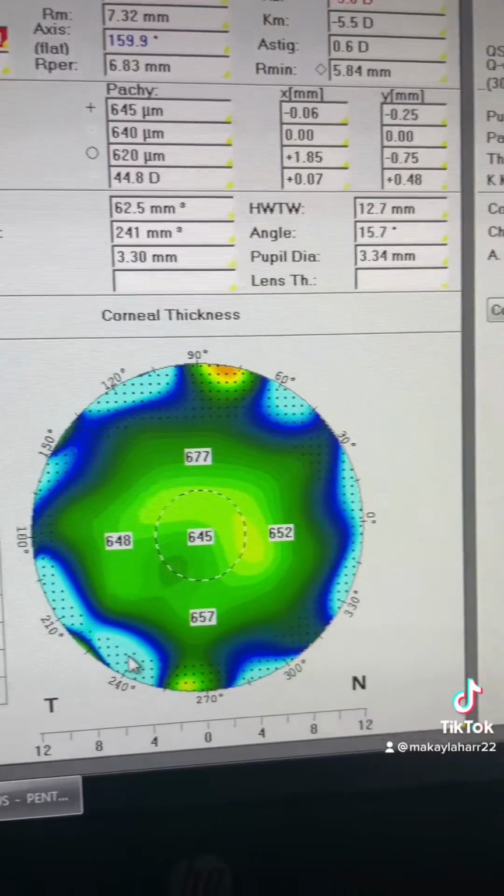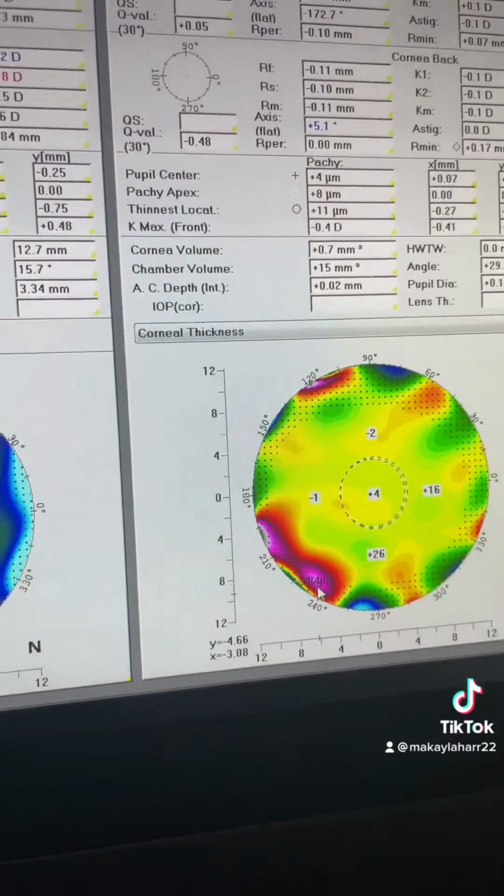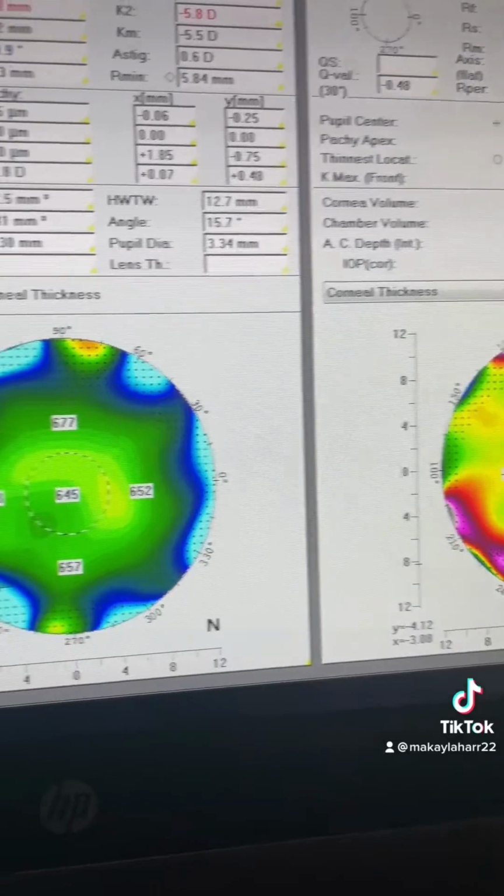My comparison map allows us to monitor changes in corneal thickness and edema over time. I show Michaela this patient's edema has improved by over 200 microns.